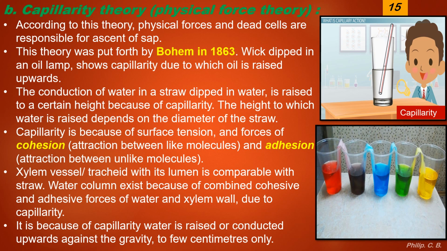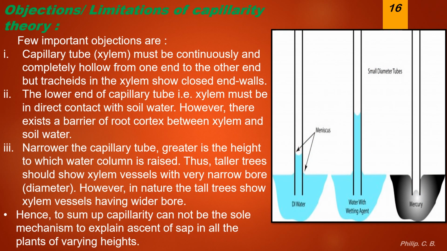So here again it shows that the water can be raised or move upwards against gravity by capillarity, as shown in the two images over here. Now again, objections and limitations of this capillarity theory. So here you can see again I added an image for your better understanding. In one of the beakers it is water, in the second water with wetting agent, then third mercury. So you can see the levels or the upper meniscus over here in the second tube and the third, right?